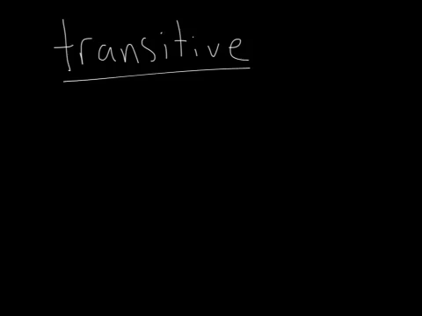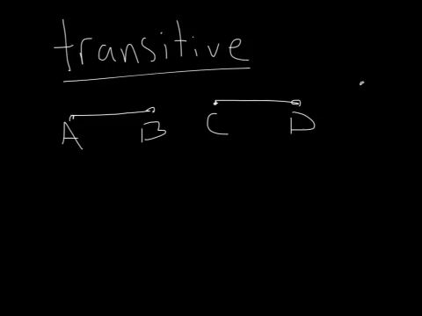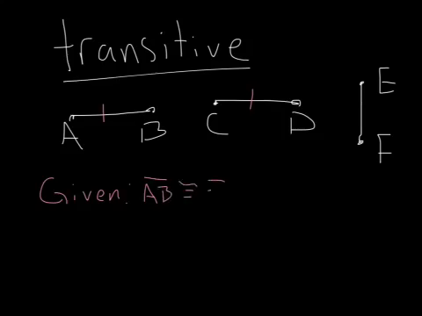Next we have the transitive property. Transitive is kind of like symmetric, but it's taking it one step further. Let's say we had some more segments here. Let's say we had AB, CD, and EF over here. And let's say we were given that AB was congruent to CD, and we're also given that CD is congruent to EF.